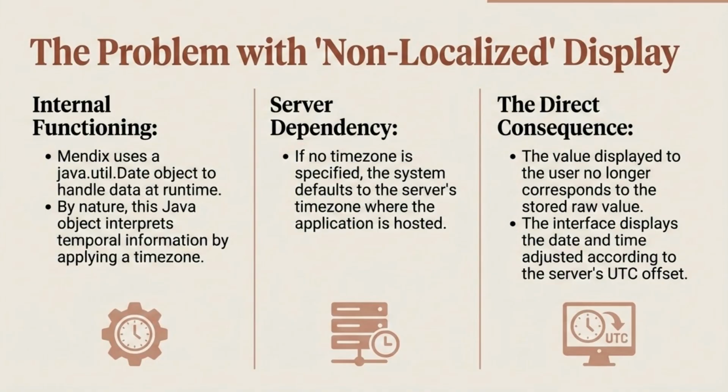If your server is located in Montreal and you saved 2 p.m., the rendering engine will apply the Montreal offset when displaying the value. Consequently, what the user sees on their screen will differ from what was originally entered and persisted. This invisible but systematic shift is exactly what makes date management so complex.